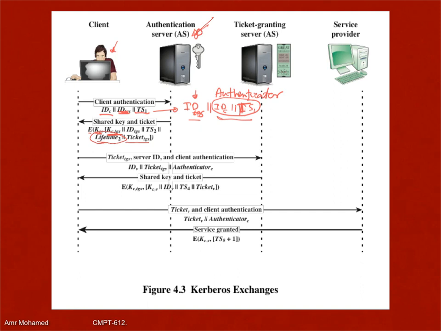So the whole response message is going to be encrypted with the password-based key, which means that only the client who has this password will be able to get the hash, use it as a key to decrypt that message, to get the two unknowns, which are the session key and the ticket.